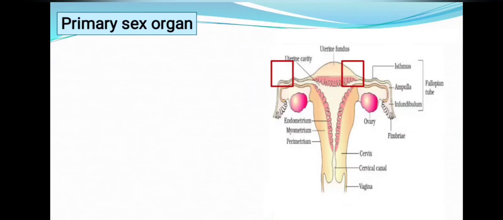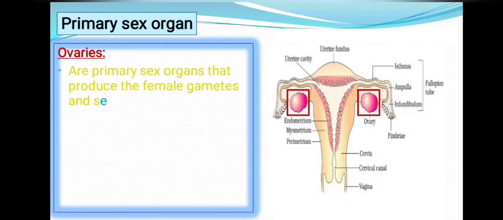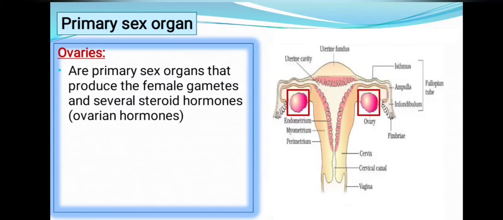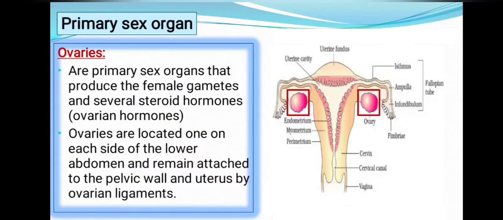First we'll go with the primary sex organ. You can see that it consists of a pair of ovaries, which are said to be the primary sex organs that produce the female gametes, that is eggs or ova, and several steroid hormones called ovarian hormones. The ovaries are located on each side of the lower abdomen and remain attached to the pelvic wall and uterus by the ovarian ligaments.